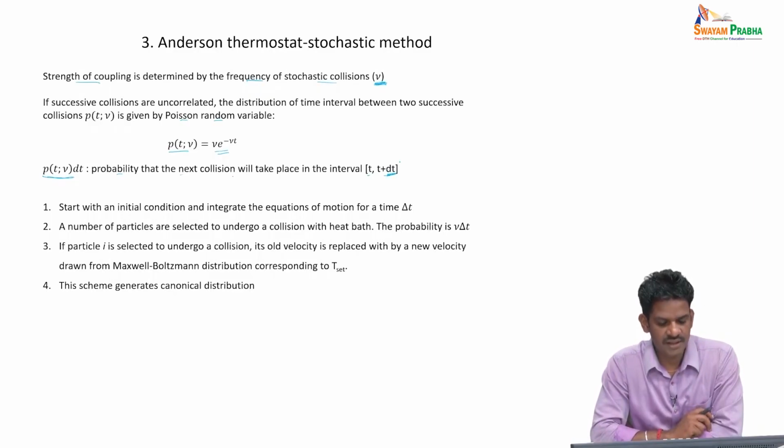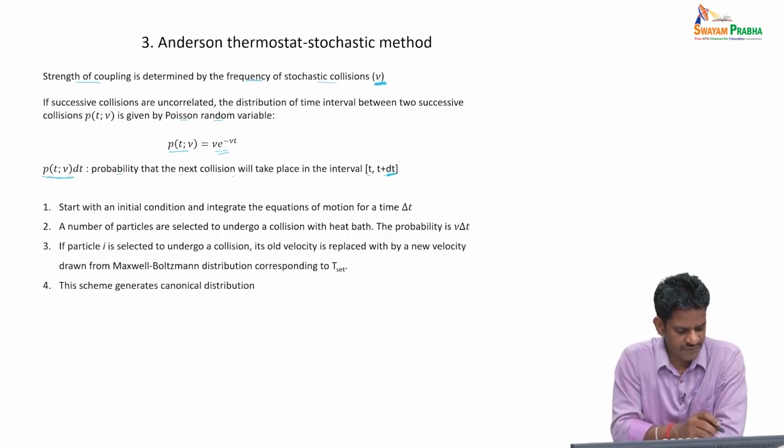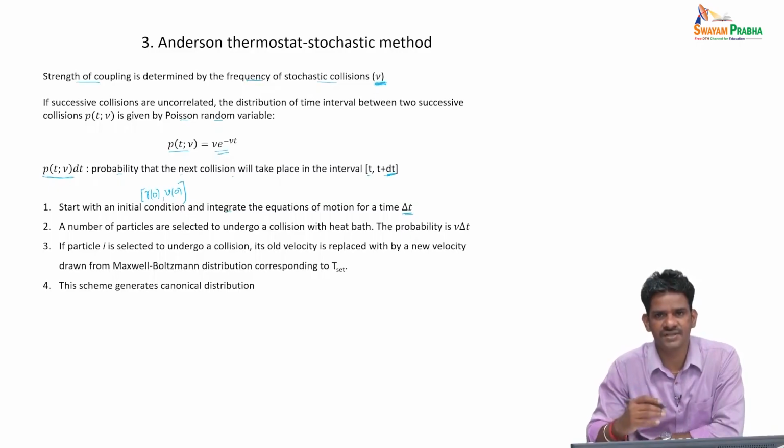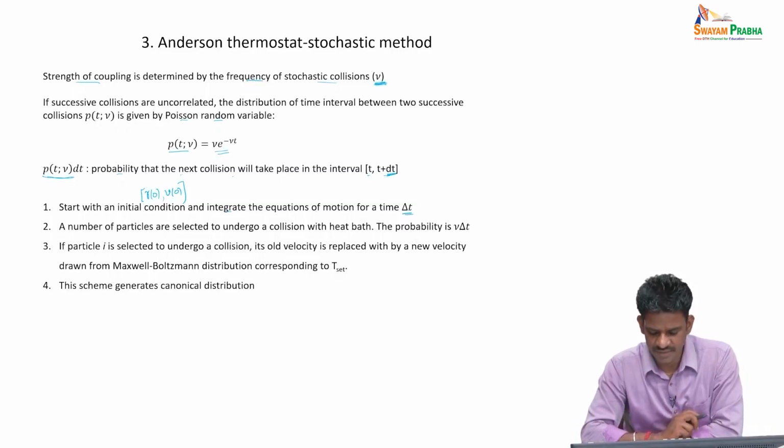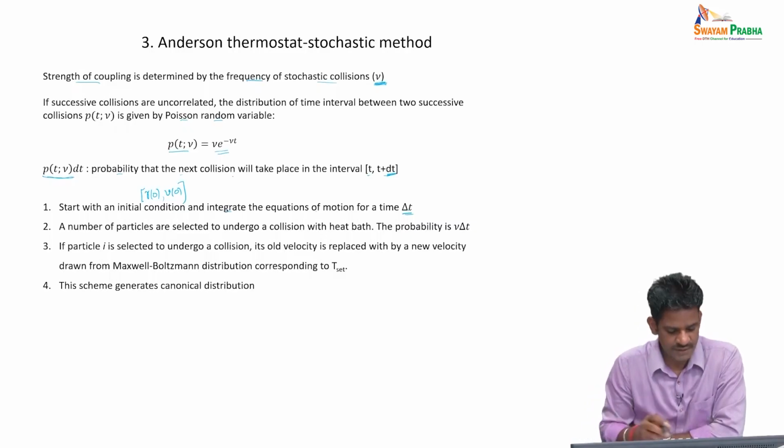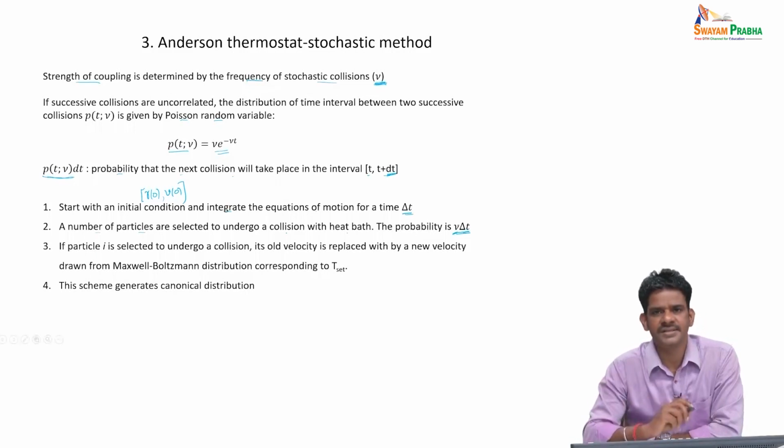Now in this particular algorithm, what we first do is start with some initial conditions, that is R0 and V0, and then we integrate the equation of motion for a time step delta t. That is the first time step of integration, where the particle positions and velocities are updated. And then after this we select a certain number of particles to undergo collision with the heat bath, and the probability of a selected particle to undergo a heat bath collision is given by nu times delta t. So nu is a parameter that we have to supply, and delta t is the time step that we have designed.